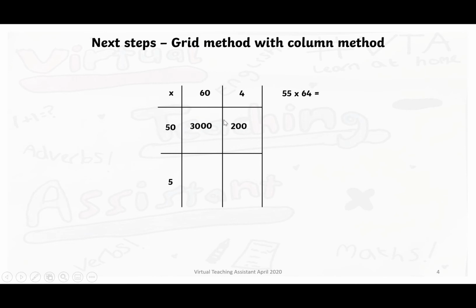I have a 0 there, pop that back on the end, 200. Okay, what about 5 times 60? We know that 5 times 6 is 30. Add my 0 on the end, 300. And 5 times 4 without any zeros, straightforward, it's 20.